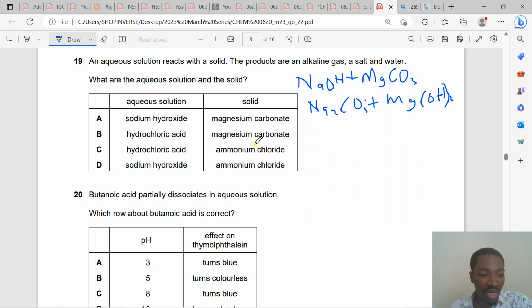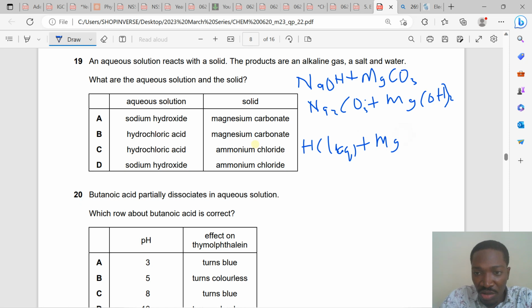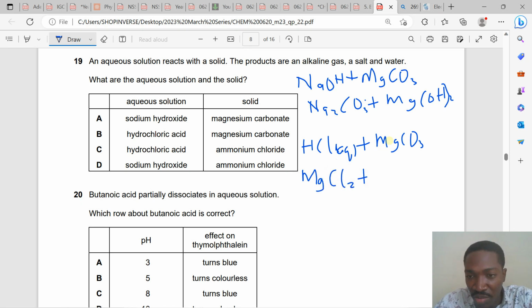magnesium carbonate, HCl and MgCO3. Hydrochloric acid, HCl solution, plus magnesium carbonate, MgCO3. Okay, so chlorine, then magnesium. So this should produce magnesium chloride plus carbonic acid.